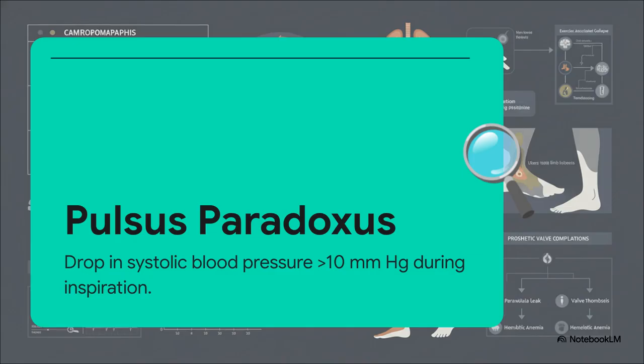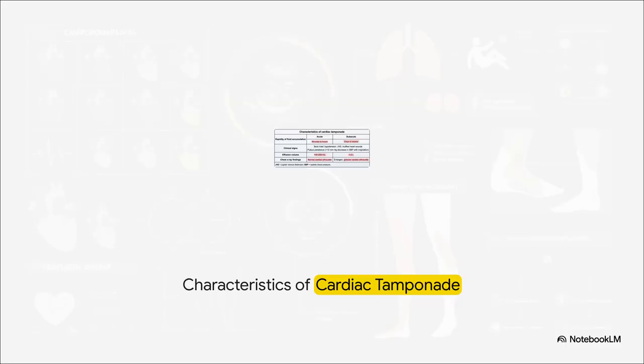Okay, what happens when fluid traps the heart completely? First, you need to know this definition cold. Pulsus paradoxus is a massive clinical clue. It's a drop in systolic blood pressure of greater than 10 millimeters of mercury during inspiration. And while we heavily associate it with cardiac tamponade, don't forget it can also pop up in severe asthma or COPD exacerbations. Let's see how this builds into Beck's triad.